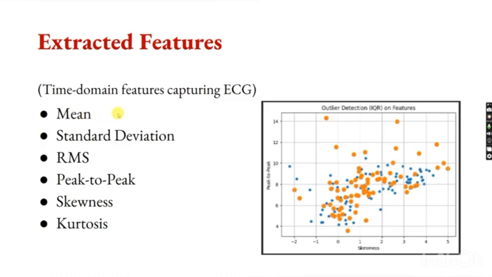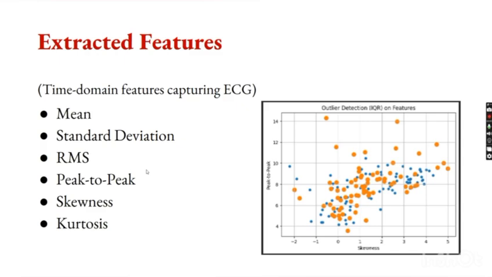First, the mean represents the average signal level. Standard deviation represents signal variability. RMS represents signal energy and magnitude. Peak to peak represents the amplitude range, and the skewness represents the waveform asymmetry, and finally the kurtosis represents the peakedness and flatness.